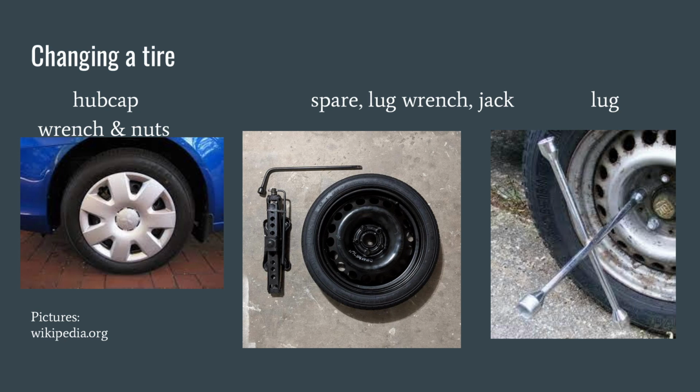A jack is what you use to lift up the car. And you're going to use the lug wrench to jack up the jack and to lift the car. Then in the picture on the right, you see the lug wrench, another kind of lug wrench, and those are lug nuts. Those are the bolts, those are the big nuts, metal things that hold the tire onto the metal rim of the wheel.